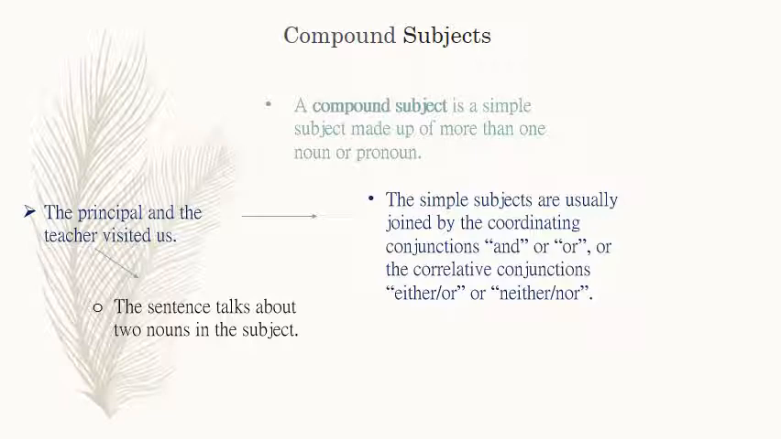So in order to make a compound subject, we must have more than one main subject, more than one simple subject, more than one noun or pronoun joined together with conjunctions, maybe the coordinating conjunction and, or the correlative conjunctions either or, neither nor.